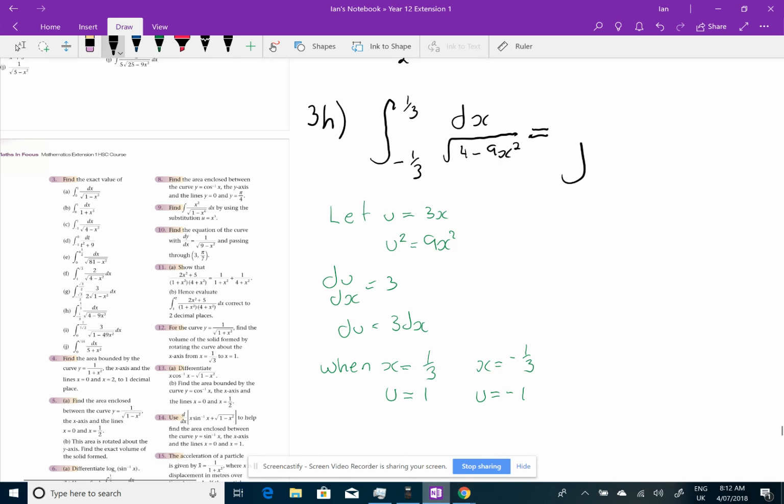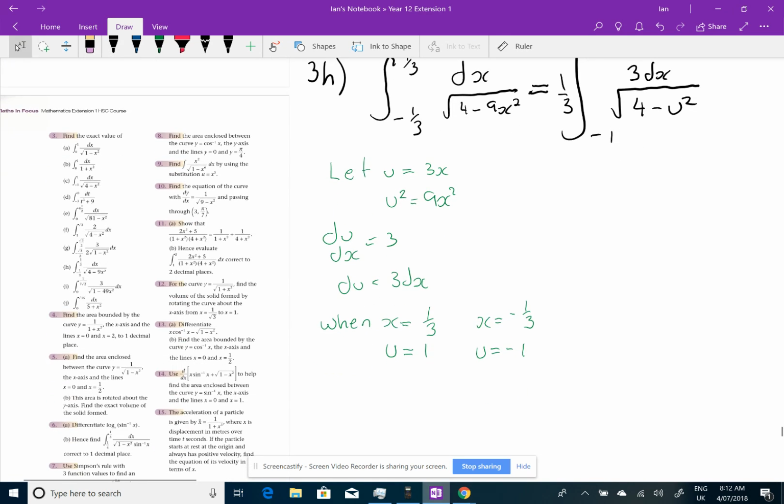So equals. Let's change the parameters. 1 to negative 1. Let's put 3 in and take 3 out. And then I've got 4 minus u squared. And finally, I've got my 1, my minus 1. I've got my du. And I've got the square root of 4 minus u squared. So, 1/3.